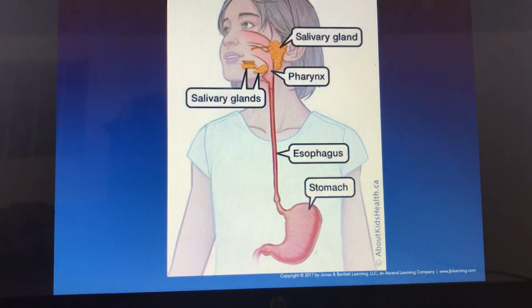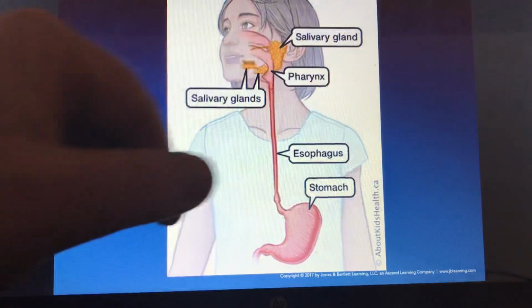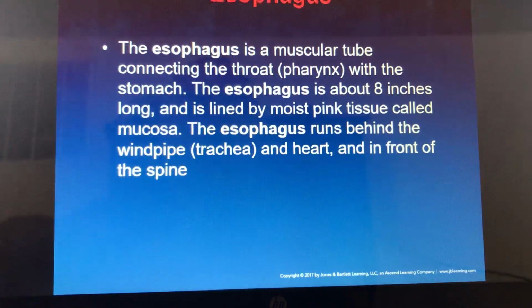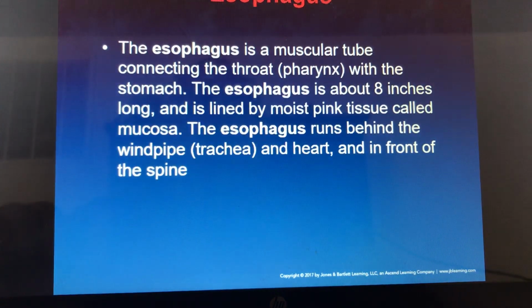There you go. There's a picture of the saliva glands in relative area to the pharynx, the esophagus, and into the stomach. One thing that you need to take notice of is the actual anatomical location of the esophagus. It's about 8 inches long.